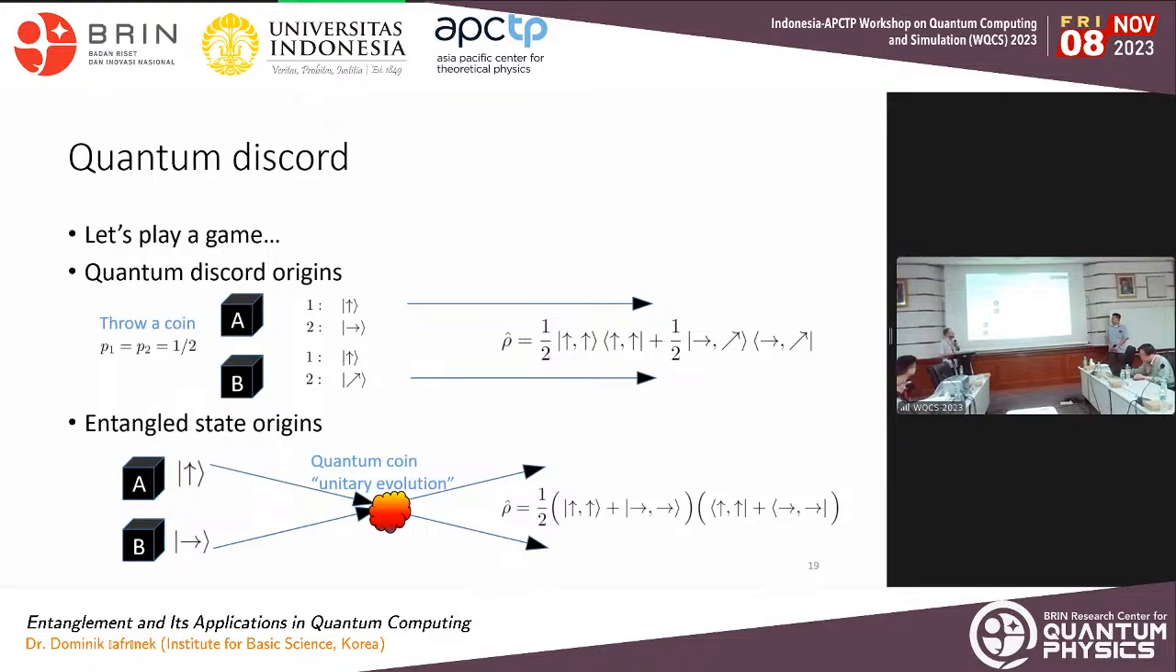And I can play this game again with a different basis. So I get perfect correlation between these two, not perfect correlation between these two. What's different between classical correlation and quantum discord is that you cannot distinguish quantum discord from classical correlation if you don't change the measurement basis.